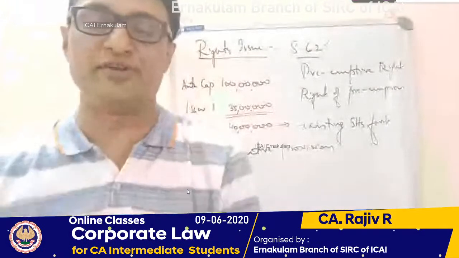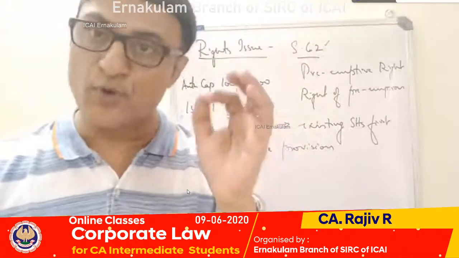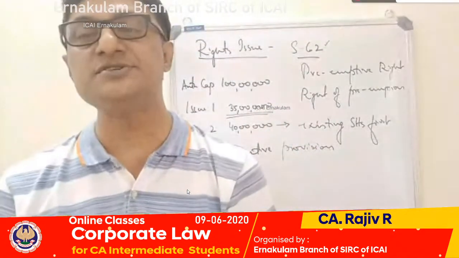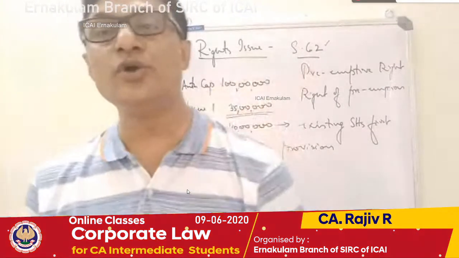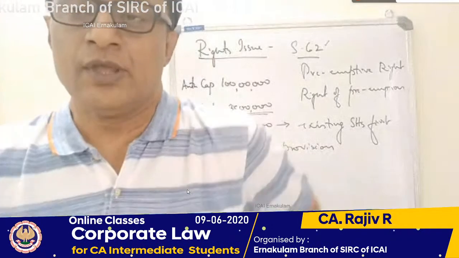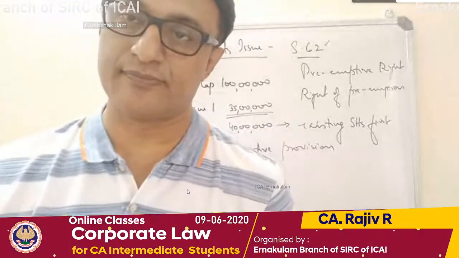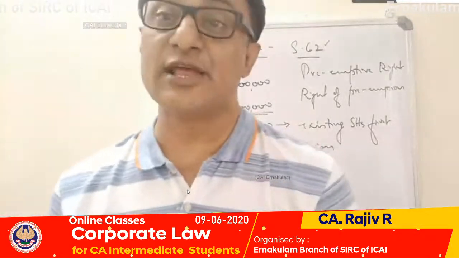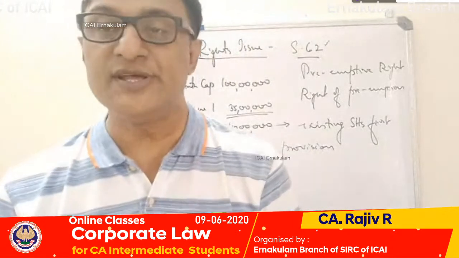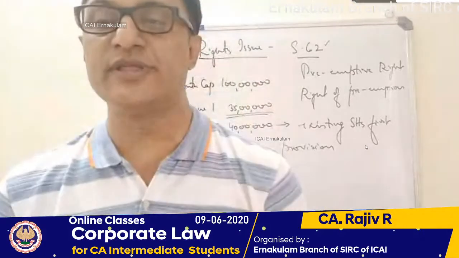Now, this is the provision. Section 62(2) says, suppose an issue is made like this to the existing shareholders, if the shareholders pass a special resolution to the effect that they are not interested, then the board of directors can go public. Naturally, it's a fundamental right. I am not forcing a rights issue on the existing shareholder.